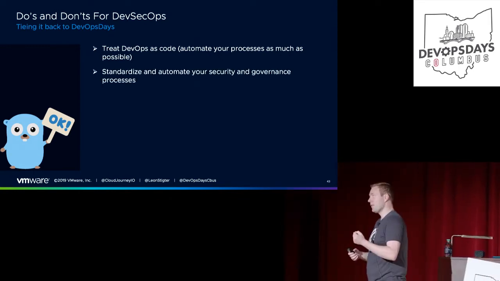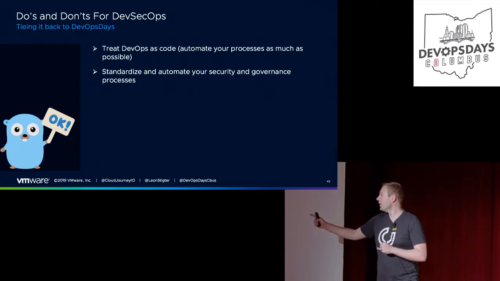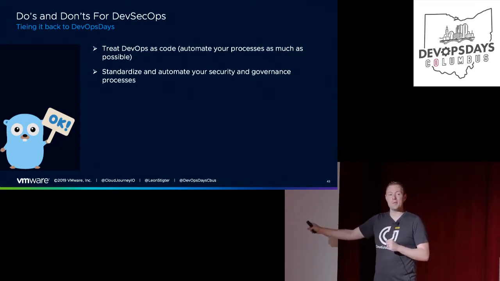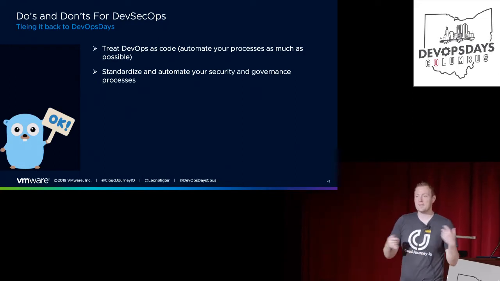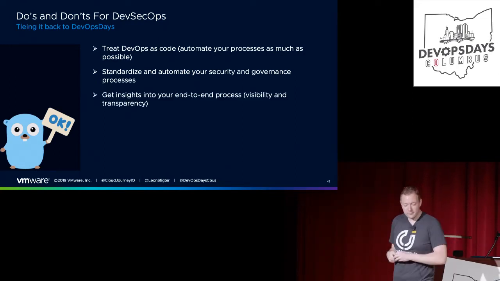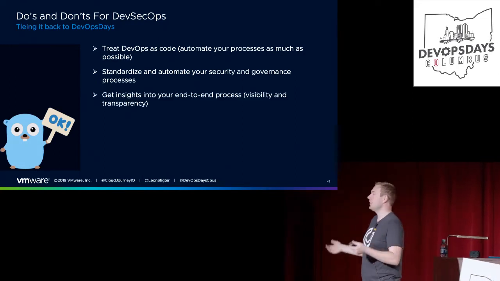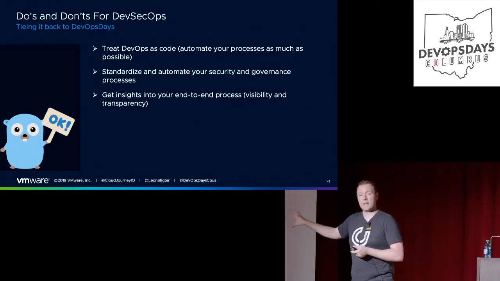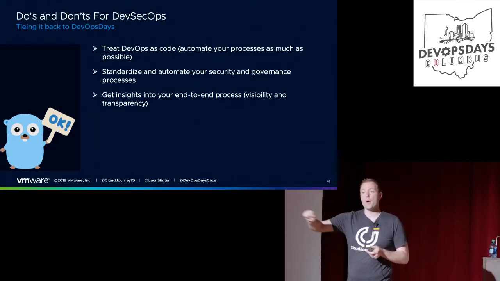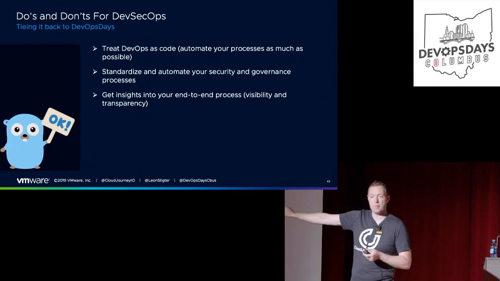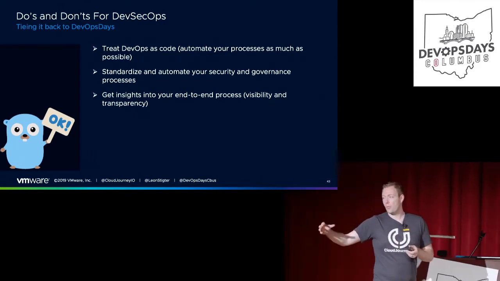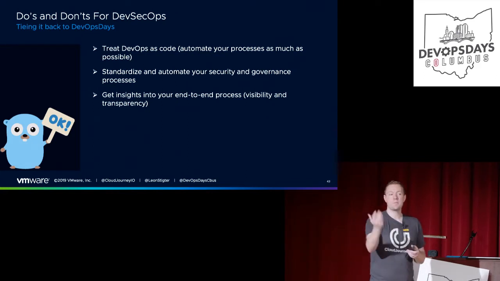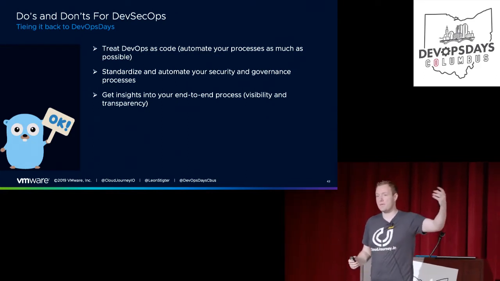Standardize and automate your security and governance processes. Because if you standardize and you automate, you make sure that you have the least amount of errors. And if you standardize, you can repeat it. Get some insights into what you're doing as an end-to-end process. I mean, draw it out on a wall. Use some software to map it out. But have an idea of how and what you're deploying and why you're deploying it. So that comes back to the 3 Ps of DevSecOps.